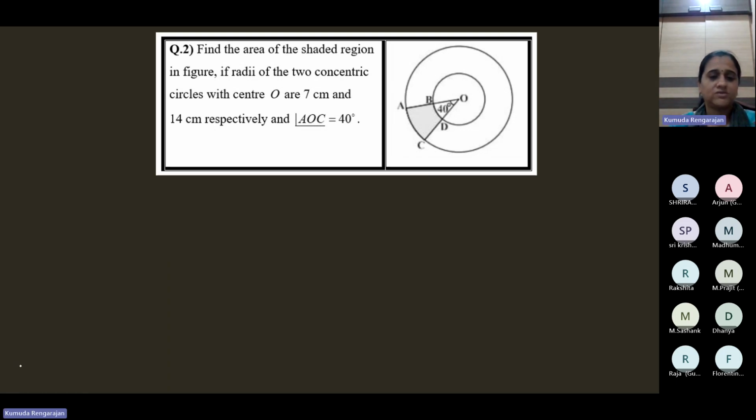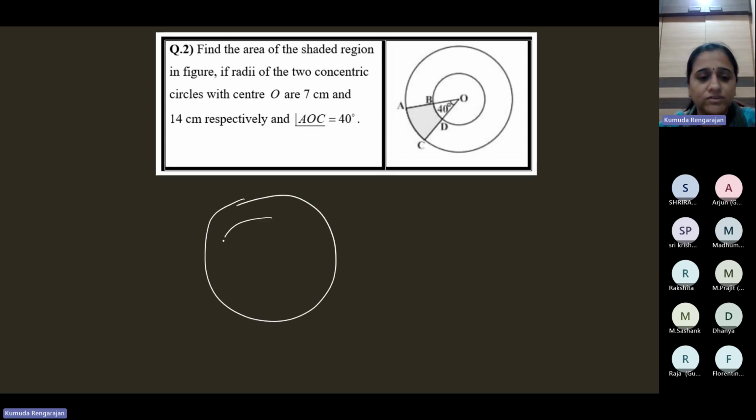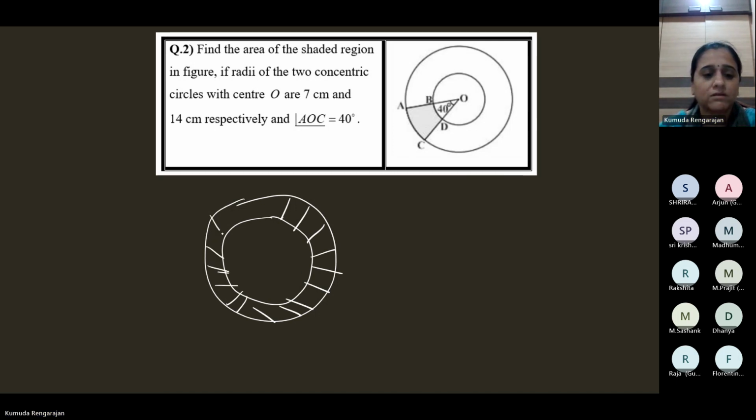All right, children. Next one. So here we already know the formula to find the area of a circular ring. The area of this region. We have a formula to find the area of this region. Who can tell me?